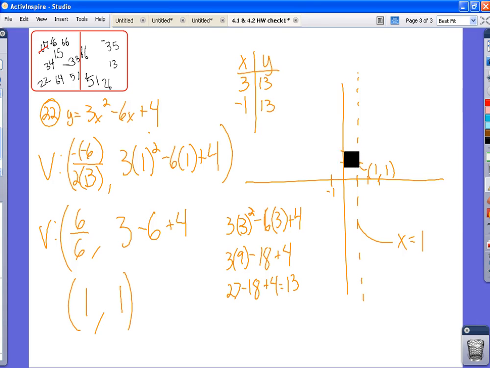Ooh. And it scales down a bit. 13. That's pretty far. Alright, there's a couple points. That's all we need. That's pretty steep. We didn't get very far away from the axis of symmetry, and we're way up there at 13. We started at 1. And it should be steep, because we've got this 3 out in front of x squared. That tells me it's going to be pretty steep.